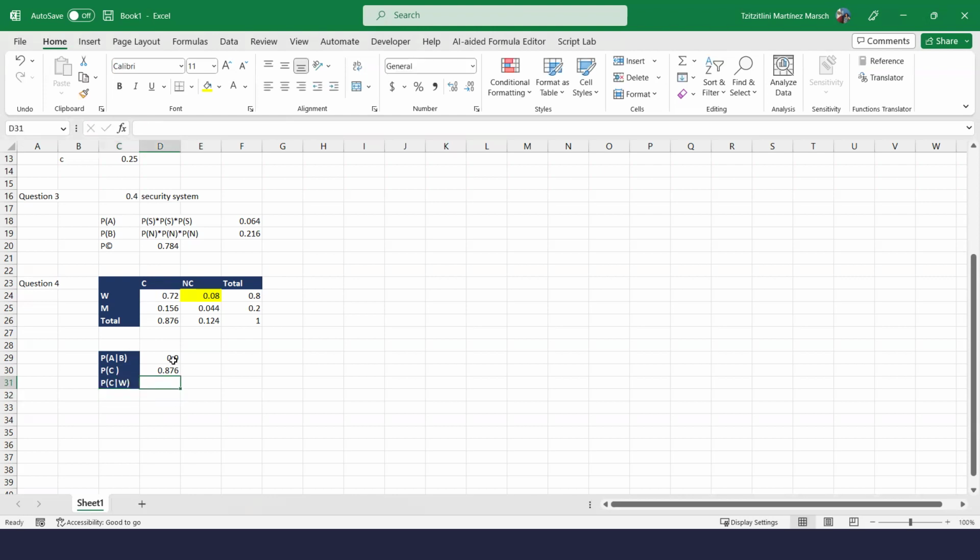Are they equal? Are they the same? Well, some would argue that if you take away the decimals, you could get 0.9 for both. But no, they're different. They're slightly different, so they're dependent. They're not independent, they're dependent events, because they're not the same.